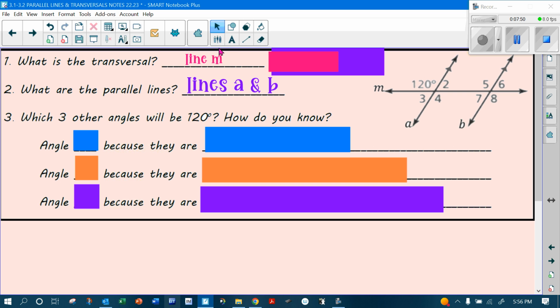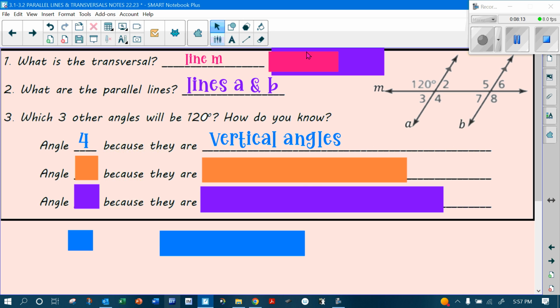The cool thing with parallel lines and transversals is if you know one angle, like, notice there are 8 angles here, which is kind of a lot. But since this one's 120, then I know there are 3 other angles that are 120. The first one is angle 4. Angle 4 is vertical, so I know that this angle is 120. This angle is 120, and this angle is 120 because they are vertical from each other.